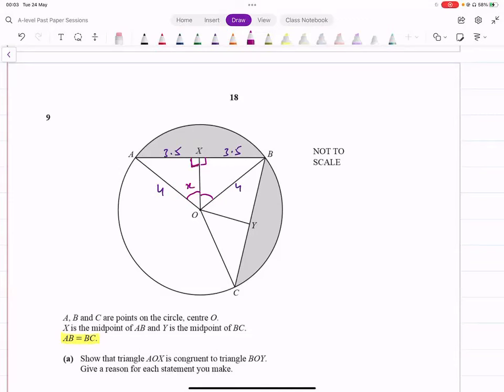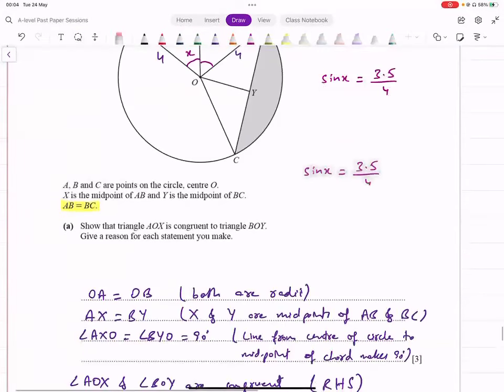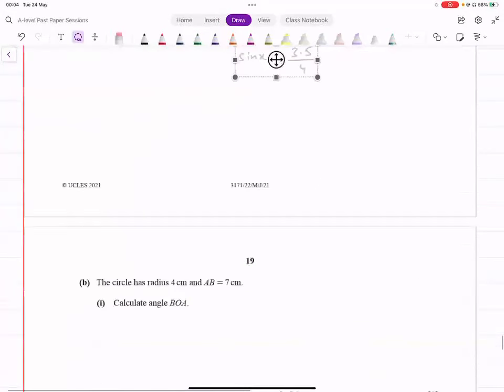It's a right angle triangle. What can we do? With respect to X, 3.5 is the perpendicular and 4 is the hypotenuse. Which ratio involves perpendicular and hypotenuse? Sine. So we can say sine X is equal to perpendicular, which is 3.5, over the hypotenuse, that's 4. From here you will get the angle X. Let's figure that out.